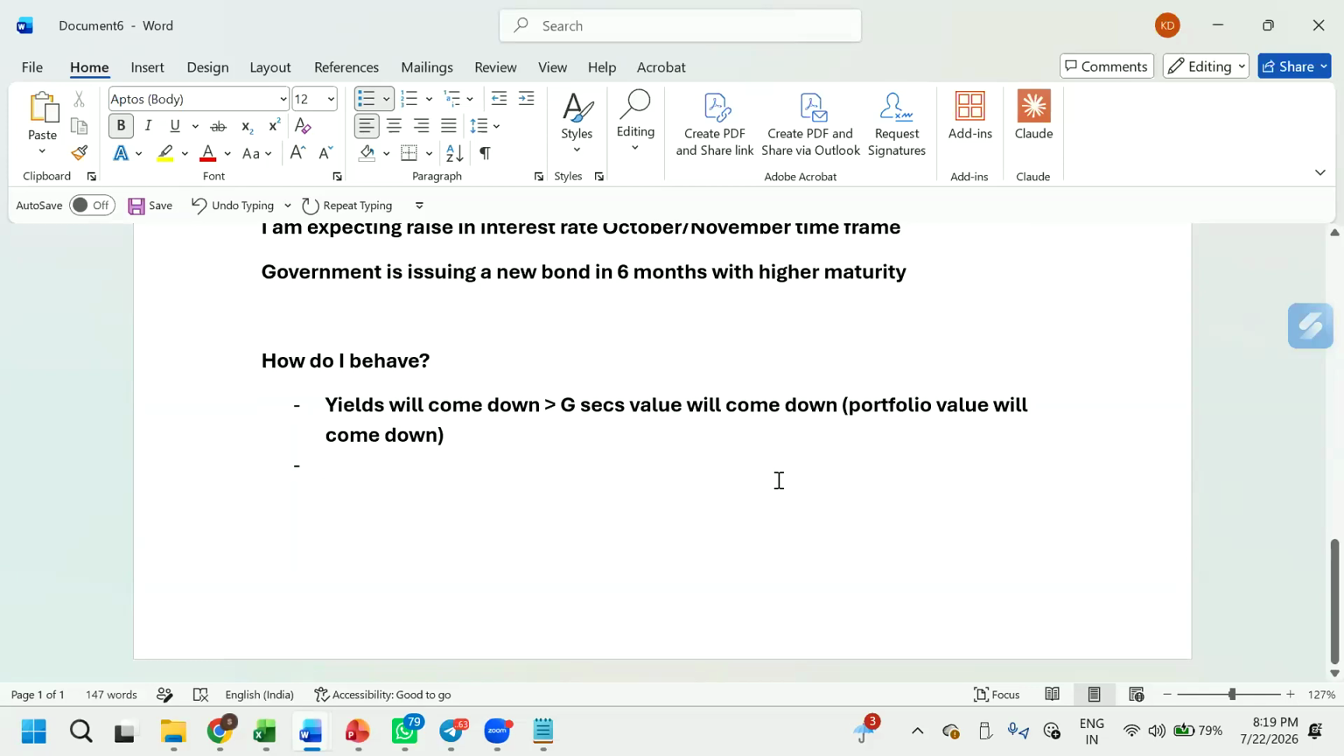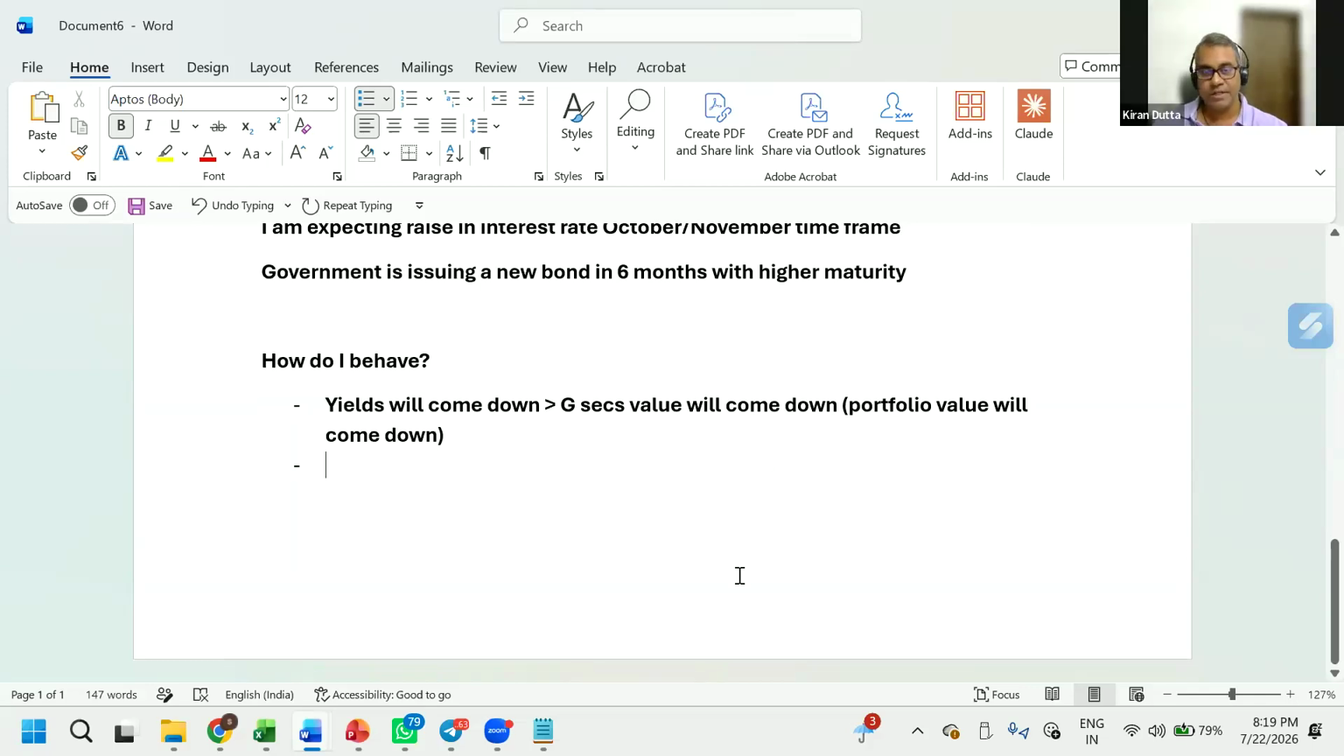Very good, right? So there are a couple of scenarios here. Primarily, this is the question, and this is the most common question that will come from the chapter, right? If the interest rates are actually going up, what is going to happen to the GSEC? The yields will come down. So if the yields are going down for me, that means my portfolio is going down. How do I protect against that?